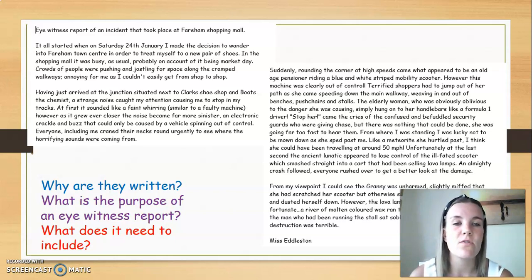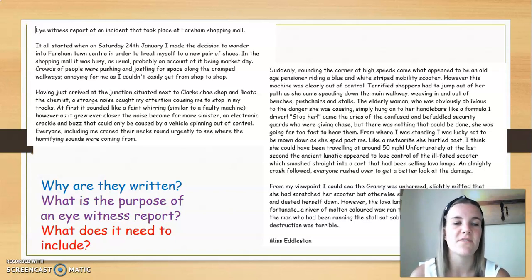Suddenly, rounding the corner at high speeds, came what appeared to be an old-age pensioner riding a blue and white striped mobility scooter. However, this machine was clearly out of control. Terrified shoppers had to jump out of her path as she came speeding down the main walkway, weaving in and out of benches, pushchairs and stools. The elderly woman, who was obviously oblivious to the danger she was causing, simply hung onto her handlebars like a Formula One driver. "Stop her!"